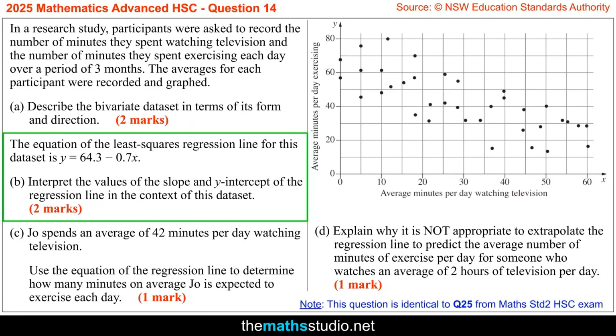The equation of the least squares regression line for this dataset is y equals 64.3 minus 0.7x. Part B. Interpret the values of the slope and y-intercept of the regression line in the context of this dataset.